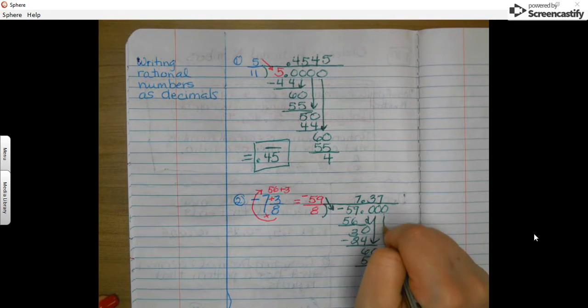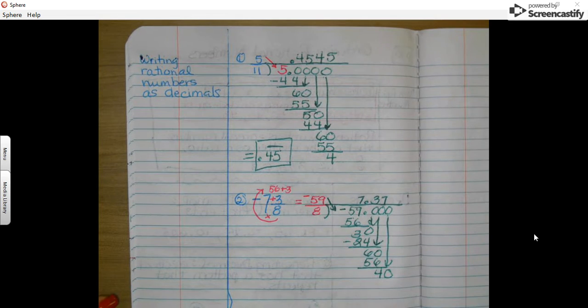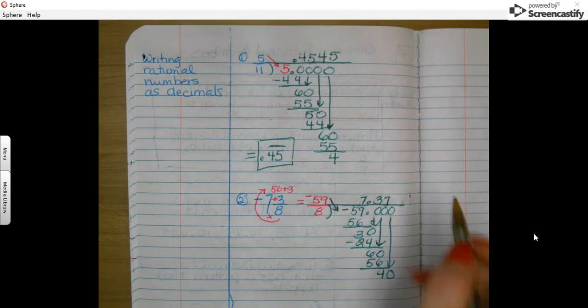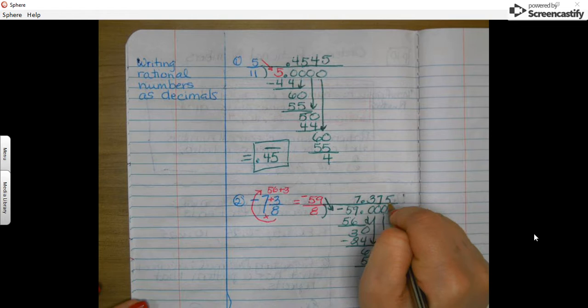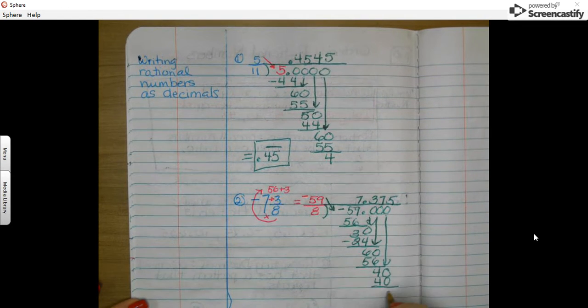So I'm going to carry down this 0 because 8 can't go into 4, but 8 can go into 40. How many times does 8 go into 40? 5 times. 8 times 5 is 40, which gives me nothing left over.